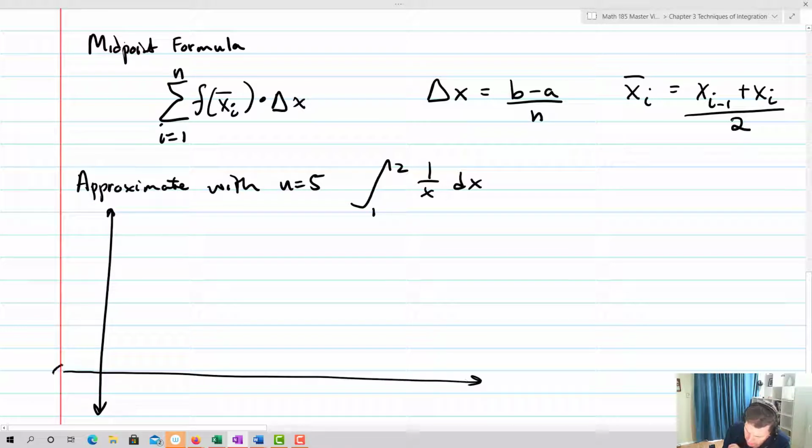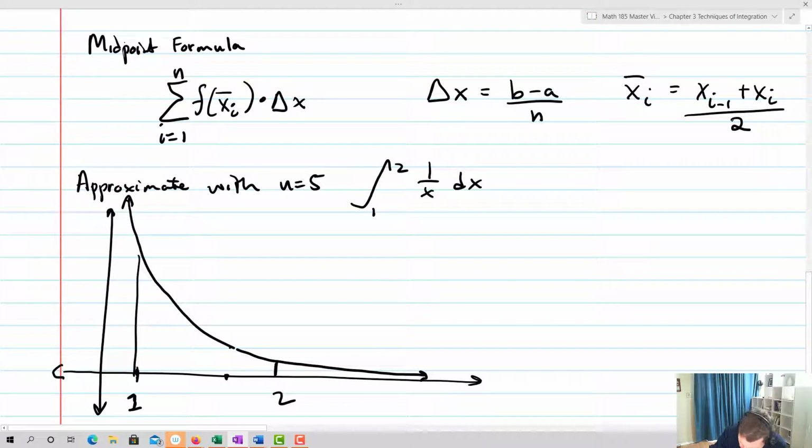So I'm going to draw a picture. And so here's my 1/x, and let's say, for example, here's 1. What I'm going to do is separate it out into five slots. So I have 1, and then it'll be 1.2, then 1.4, 1.6, 1.8, and then finally 2. Now, you don't obviously have to write out the 1.2, 1.4, 1.6, and 1.8. I'm just doing that for instructional purposes.